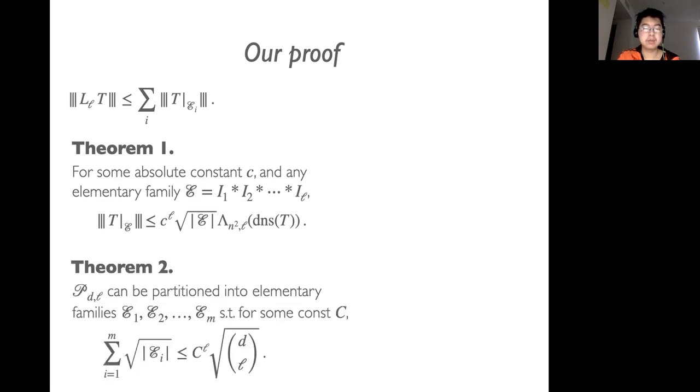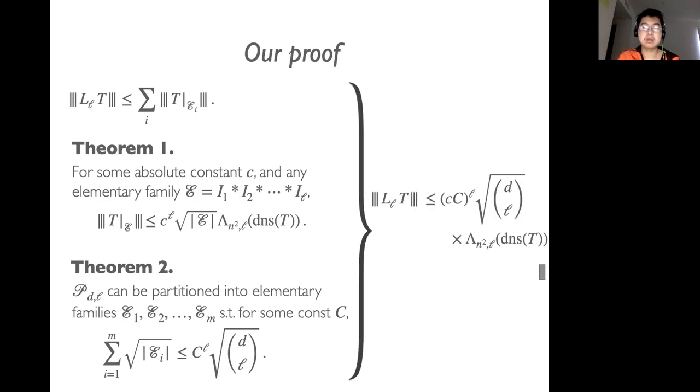Second, we prove that all the subsets of L layers can be partitioned into elementary families in an efficient manner. In particular, we will be able to find a partition into elementary families such that the sum of the square roots of their sizes is approximately the square root of the total number of the subsets of L layers. Putting all pieces together, we get the claimed bound.